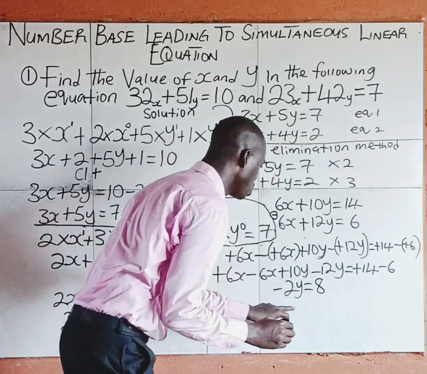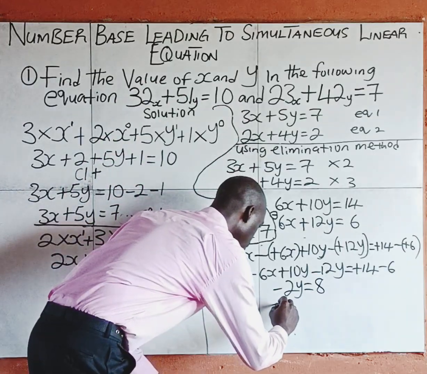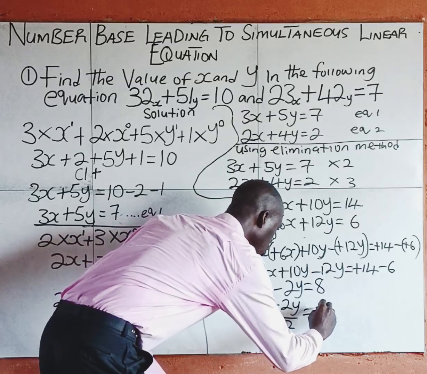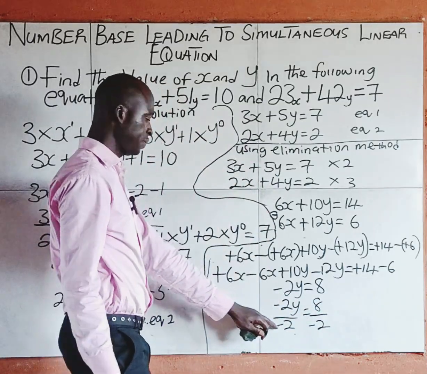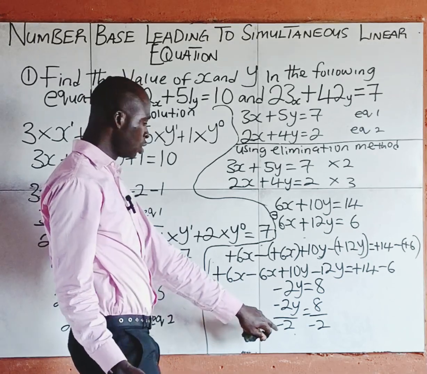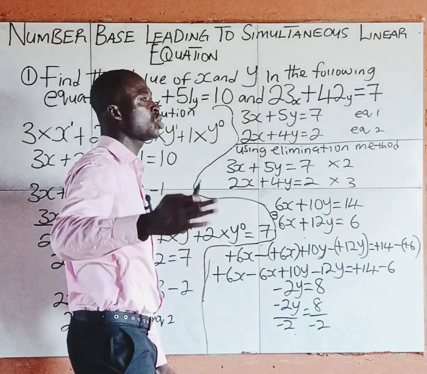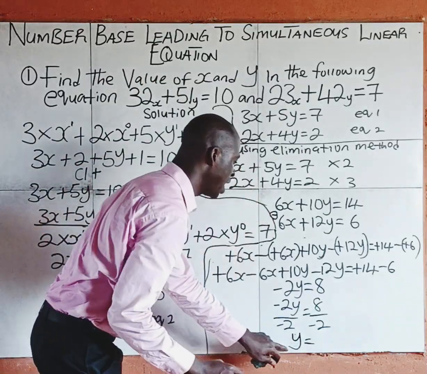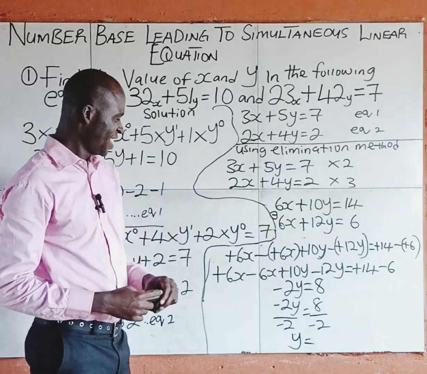I'll place it here. Now divide both sides by the coefficient of y, which is minus 2. So it becomes minus 2y divided by minus 2 equal to 8 divided by a negative 2. Can you see for yourself? Now minus divided by minus is plus, 2 divided by 2 is 1. So here becomes 1y. And in mathematics, when you're having 1x or 1y, you write only the variable. That's why.